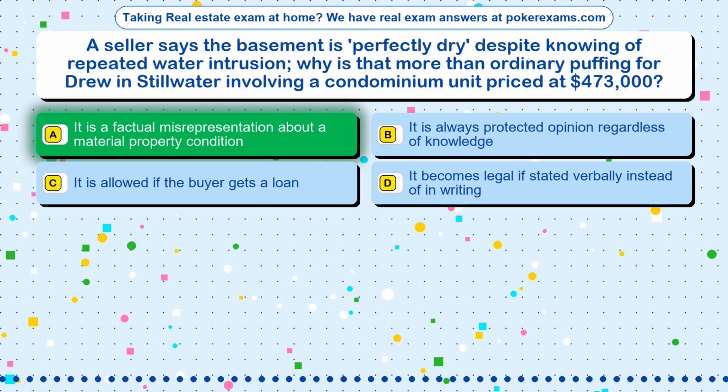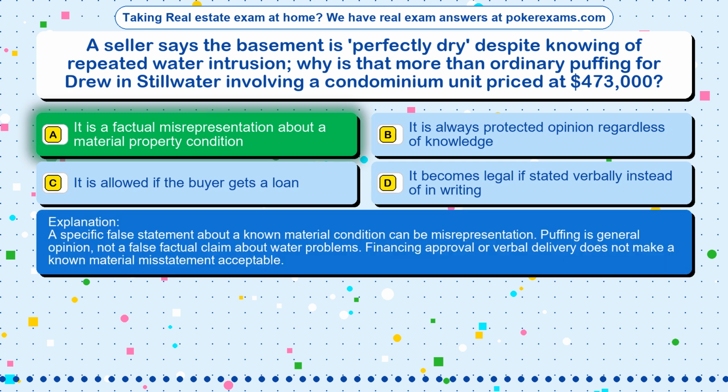The correct answer is option A. It is a factual misrepresentation about a material property condition. A specific false statement about a known material condition can be misrepresentation. Puffing is general opinion, not a false factual claim about water problems. Financing approval or verbal delivery does not make a known material misstatement acceptable.